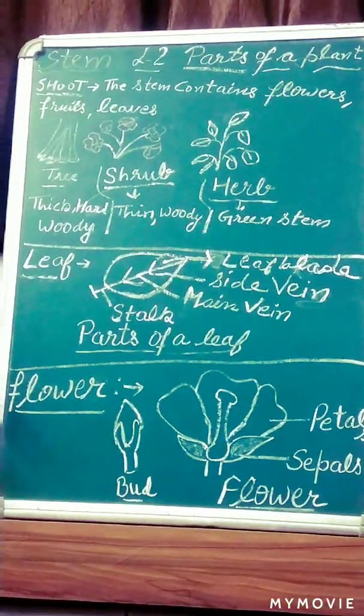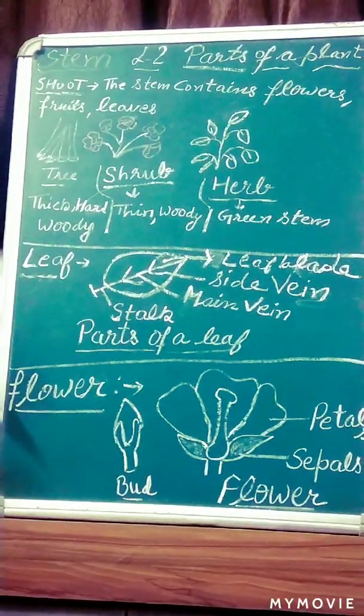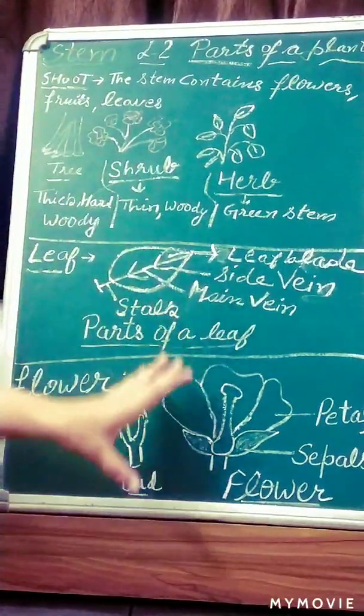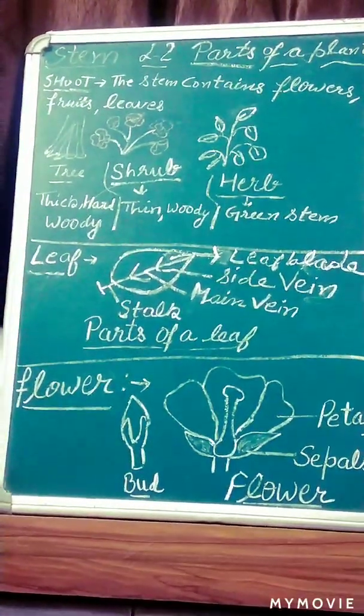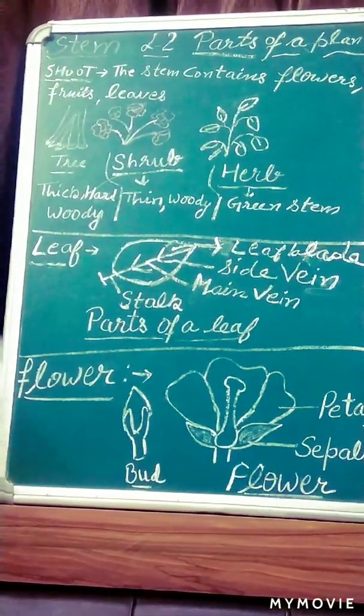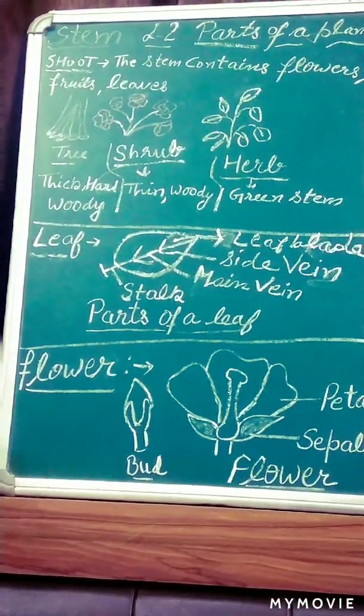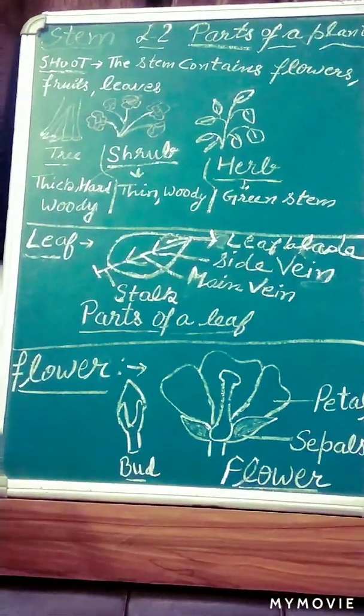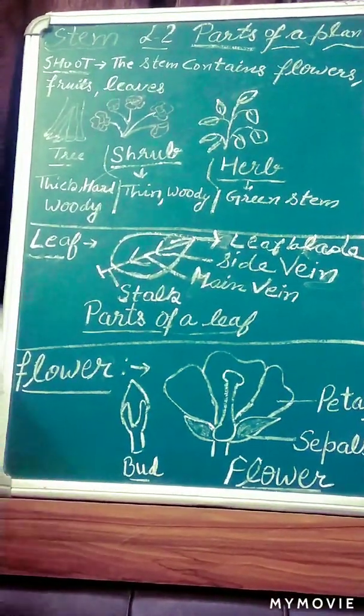Functions of the stem. Stem holds the plant straight. Stem keeps the plant upright. It carries water from roots and gives it to the other parts of the plant and tip of the leaf. Stem of some plants like sugarcane, ganna, store food inside it.